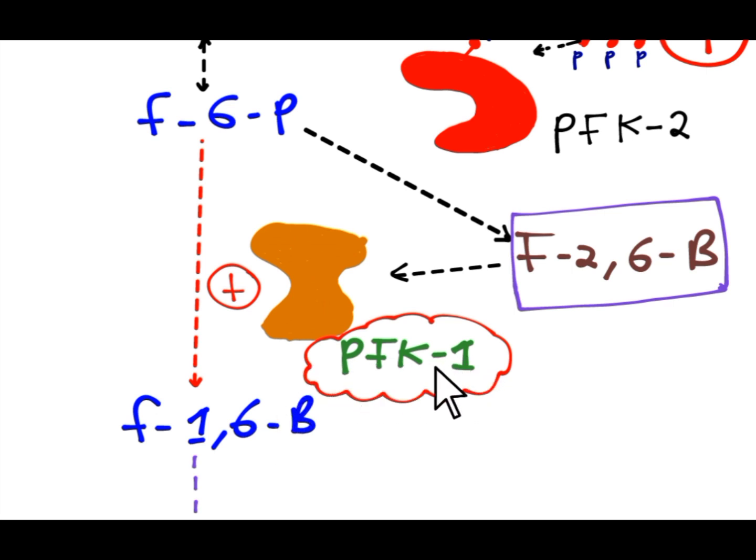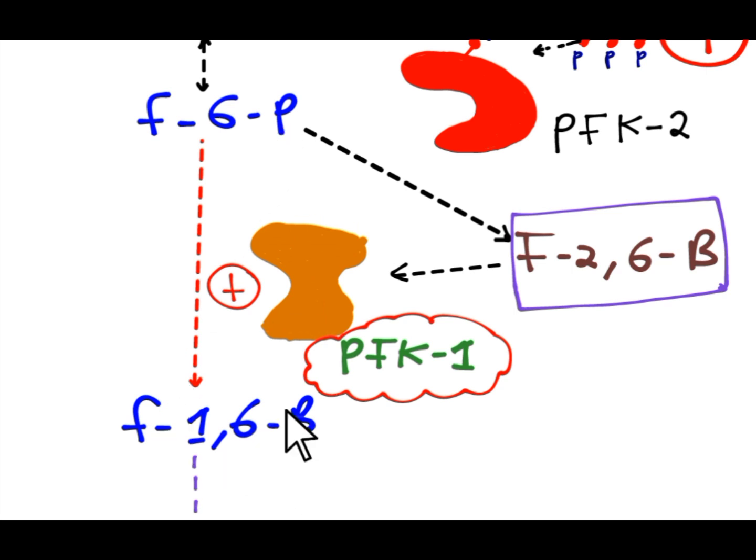But this enzyme cannot work without fructose 2,6-bisphosphate. What do I mean? Fructose 2,6-bisphosphate, please take note of that. This molecule is an allosteric activator of PFK1, phosphofructokinase 1. So PFK1 depends on the presence of fructose 2,6-bisphosphate. So when you produce fructose 2,6-bisphosphate, this molecule is going to bind to the allosteric site of PFK1 and activate it. So PFK1 is going to be activated, then to start converting fructose 6-phosphate to fructose 1,6-bisphosphate.